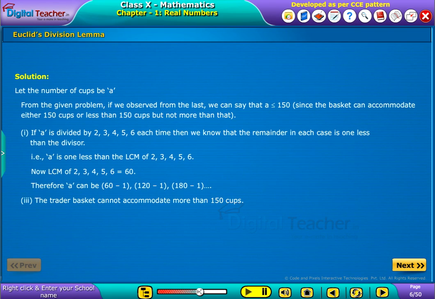3. The trader's basket cannot accommodate more than 150 cups. Therefore, 180 minus 1 cups cannot be there. Therefore, the number of cups broken is equal to 119.